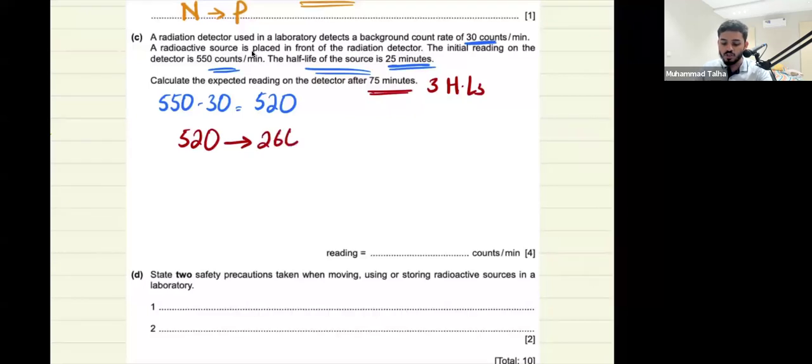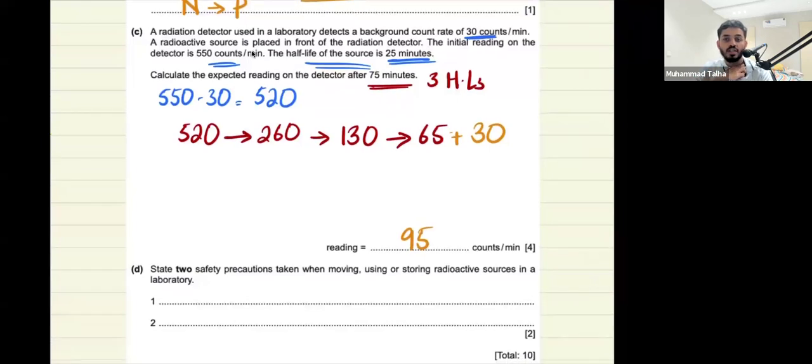Once it halves, it goes down to 260. Then it halves, it goes down to 130. And then another one. So I have three arrows, three half-lives now. This goes down to 65. Again, 65 is just because of the source. So to add the background radiation back again, the answer here would be 95 counts per minute.